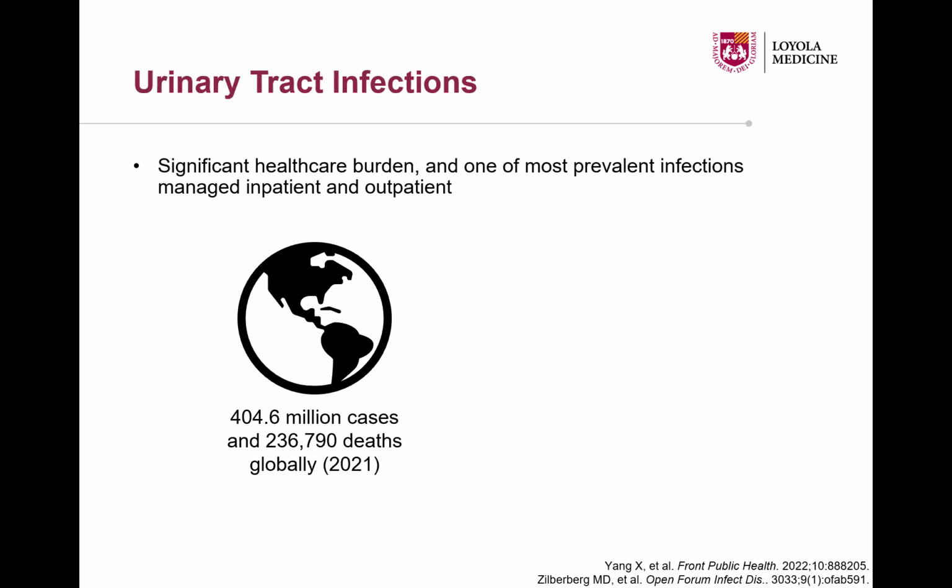So we, of course, need to start very globally and think about, with urinary tract infections, how much of a problem are these? And so these are very significant healthcare burdens. It's one of the most prevalent infections that's managed on the inpatient and outpatient side. And when we think about number of cases annually, 404.6 million cases in 2021 globally. So a very, very big problem, which is why it's important to understand how we are effectively treating these patients.